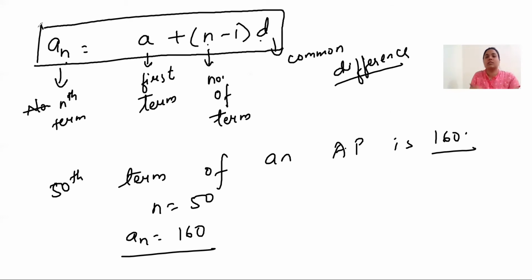Okay. Don't just mug up the formula. Try to visualize the formula, how we are doing it. When we are finding the 50th term, in the 50th term we first add the first term. If you have already taken the first term, how many terms are left? 49 terms. So we are multiplying the common difference with only 49.